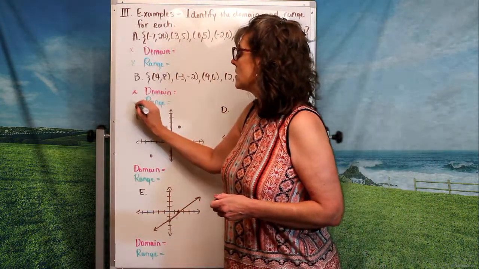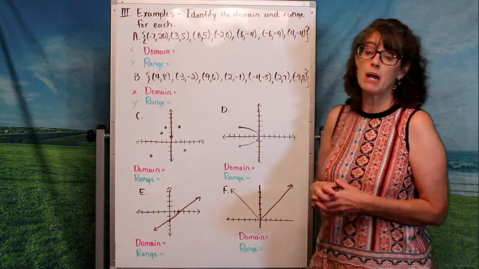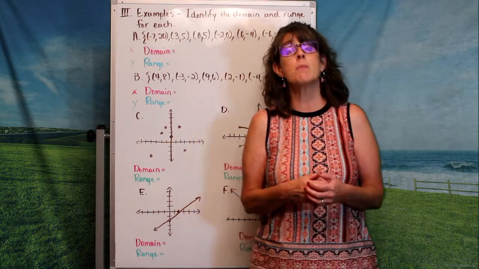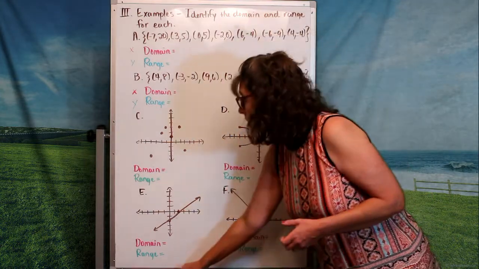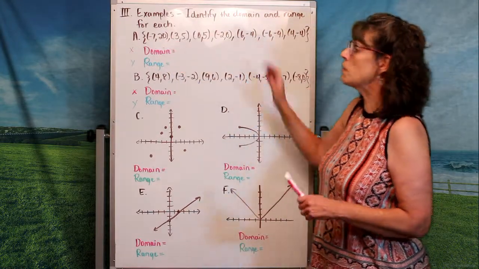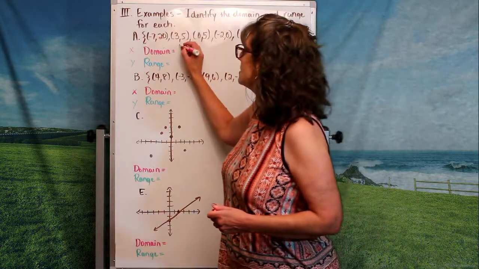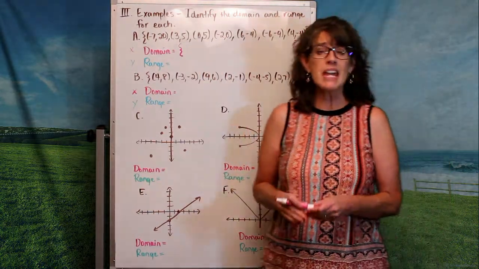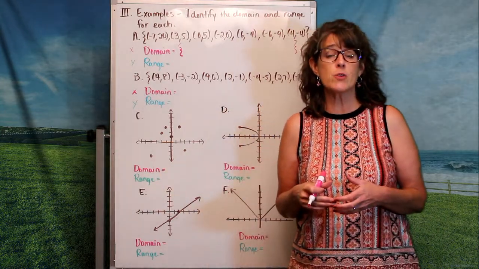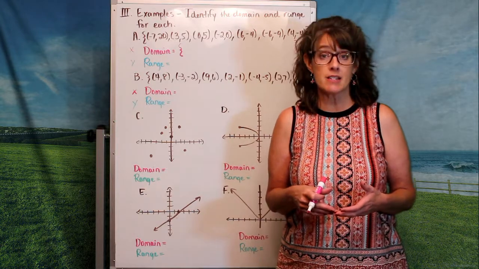So what happens here is, notice in the first two examples, I have a string of ordered pairs. So what I'm going to do here is I'm going to identify all the x values for these ordered pairs. So as I look at all these ordered pairs, I'm simply going to list my x values. So my domain is a set, so I'm going to indicate that with my braces. And now I'm going to list all the x values, starting with the lowest x value and working my way up to the highest x value.